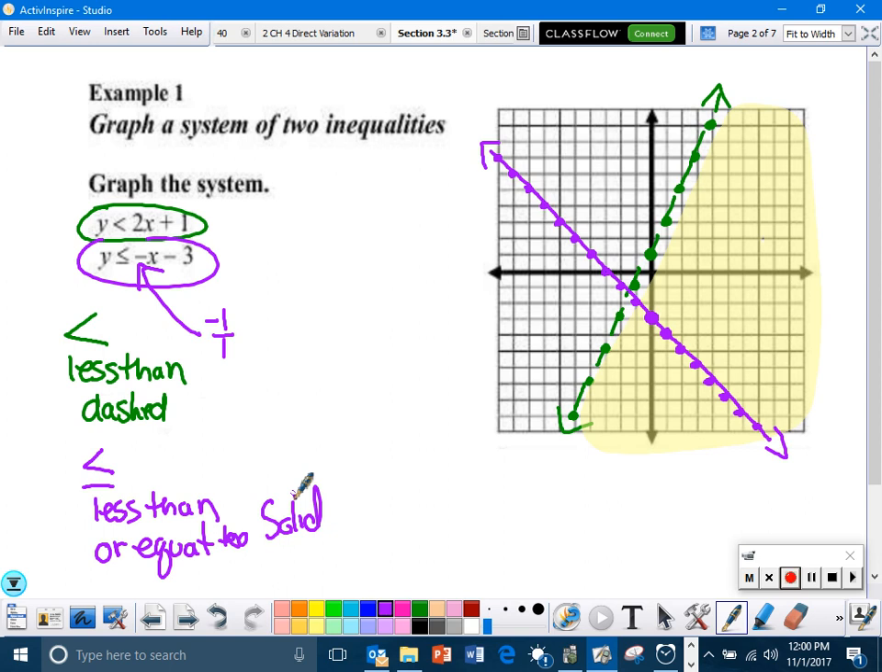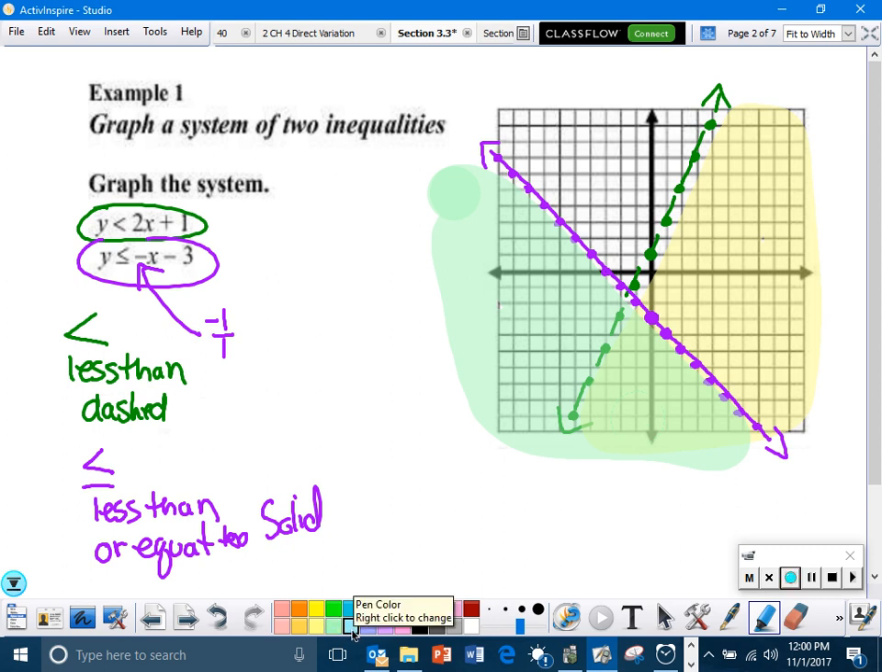It's also a less than, so that means I need to shade below the line. I need to shade below the purple. Let me pick a light green. I'm shading completely below the purple line. Now, you will notice that there is a region that overlaps, right here. I'm going to shade that a little bit darker. That is where the two overlap each other.